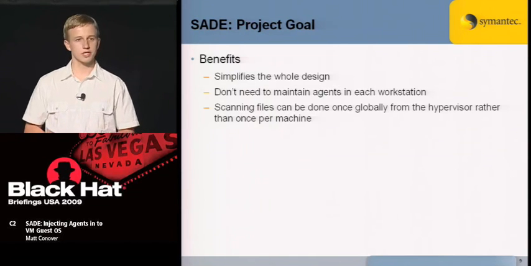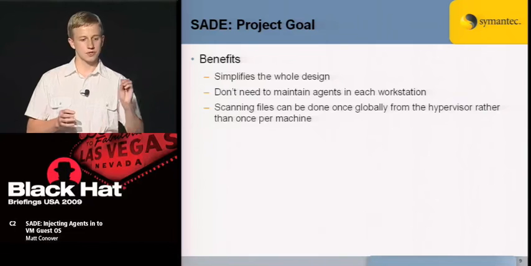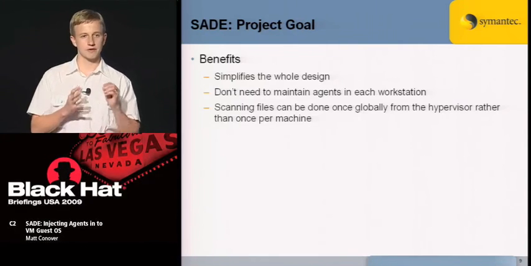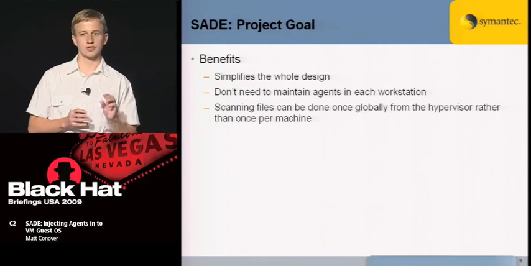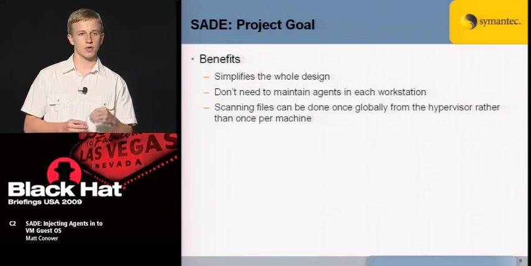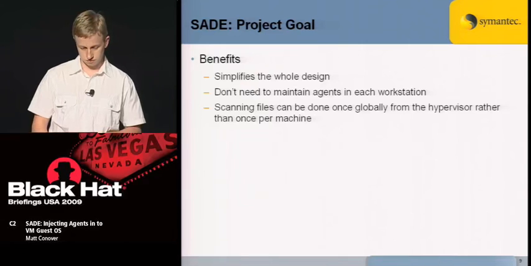Another benefit to this is, take scanning for a virus, for example. We don't need to do the scanning inside each virtual machine. We could potentially do the scanning from a central location which has access to the hard disks of each of these virtual machines. So now we get the benefit that we would only scan a file once globally rather than potentially scanning it on every virtual machine.